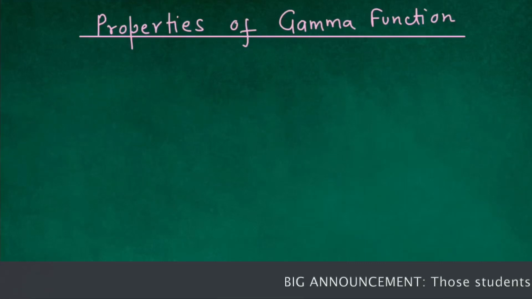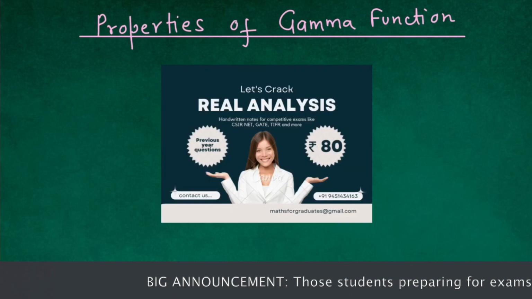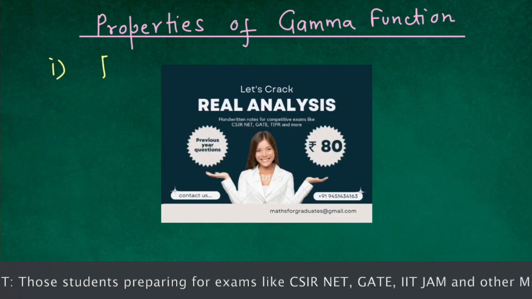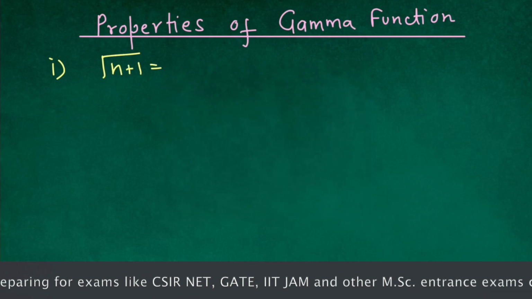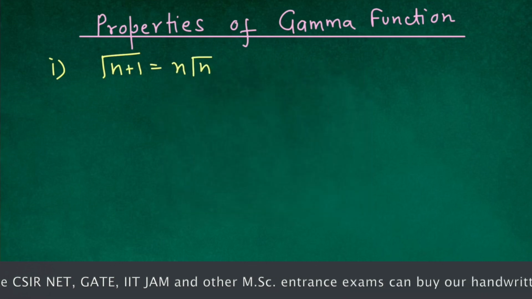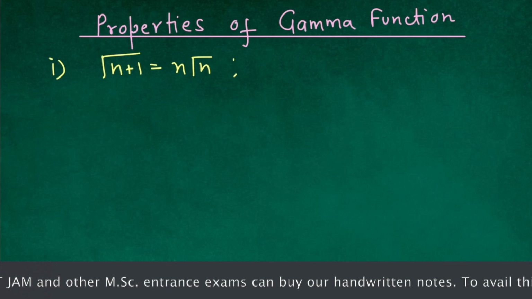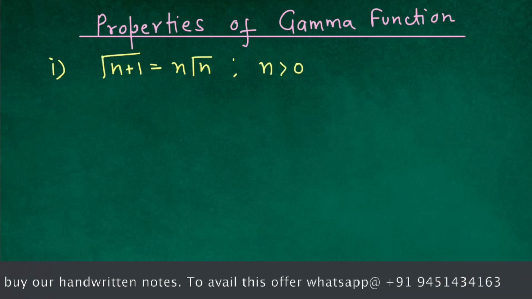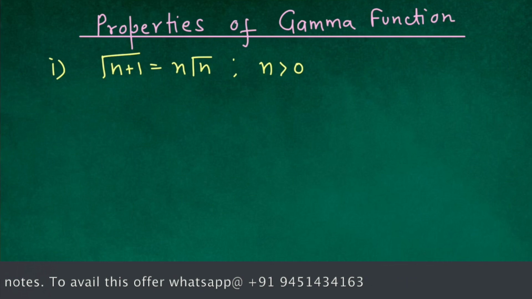Today we will see some properties of the gamma function. So let's start. The first property is gamma(n+1) = n times gamma(n). Okay, and this relation is defined for n positive. Now let's prove this property.